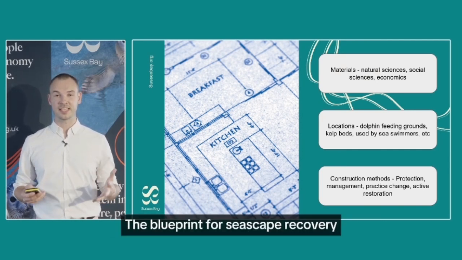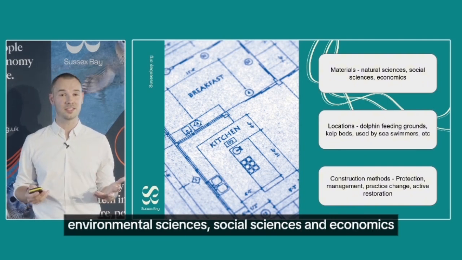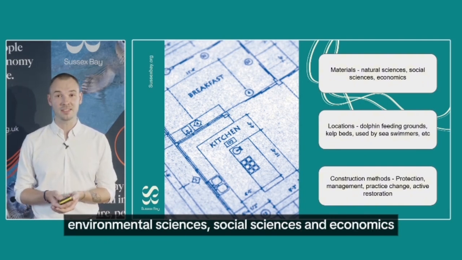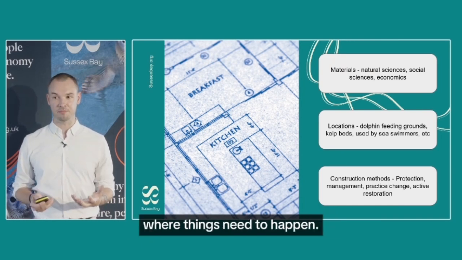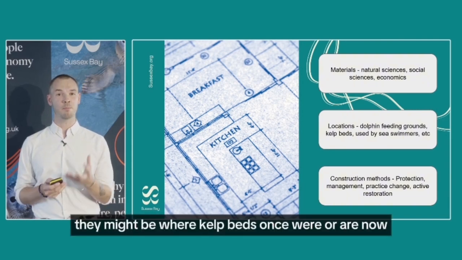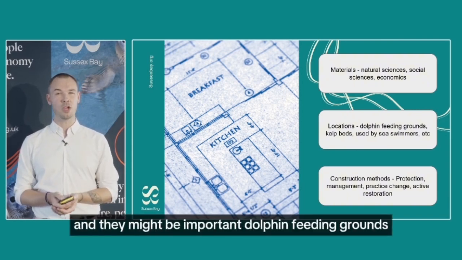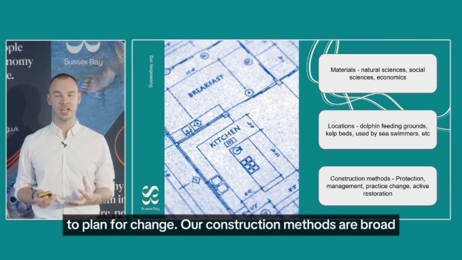For the blueprint for seascape recovery, our materials are research within the ecological, environmental sciences, social sciences, and economics. And this research will tell us about where things need to happen. Those locations might be important sites for sea swimmers, they might be where kelp beds once were or are now, and they might be important dolphin feeding grounds. But we need to know this information to plan for change.